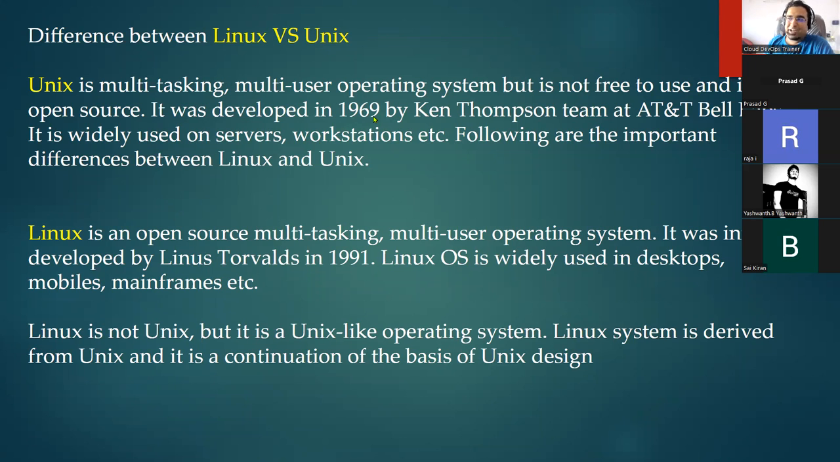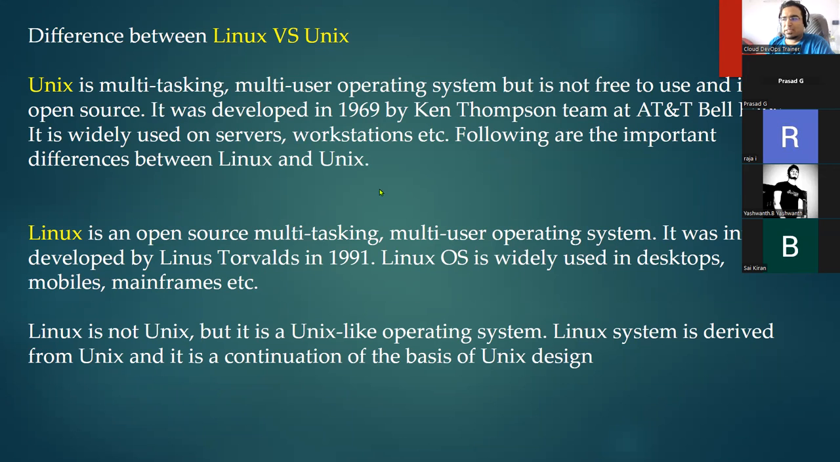It was developed in 1969, around 50 years back. Unix started being developed 50 years back by Thompson and team in AT&T Labs. It's widely used on servers and workstations. Now, this is Unix: not open source, not freely available. With the help of Red Hat, with the licensed version, you can get the Unix flavor as well. But if you know Linux, you can work on the Unix flavor as well. It's very much the same, but some security features or some advanced features are also available in Unix.